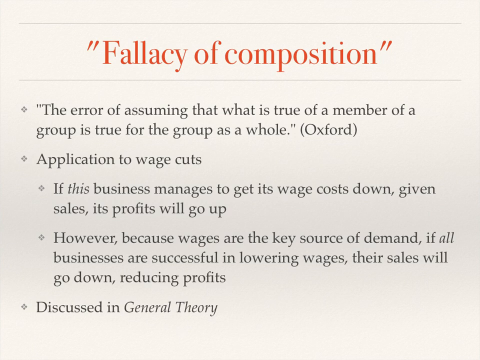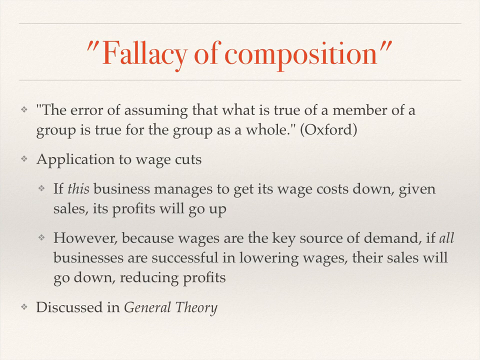The fallacy of composition is technically defined as the error of assuming that what is true of a member of a group is true for the group as a whole. So let's apply that to wage cuts. If one business manages to get its wage costs down, given its sales, its profits will go up. But what if every business tries to do that at the same time? Well, they all lower their wages. But of course, sales depend on the wages of everybody in the economy.